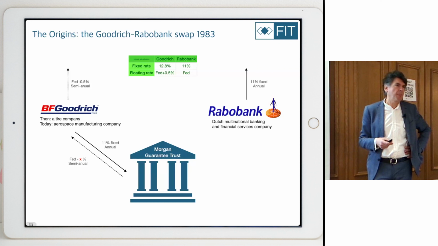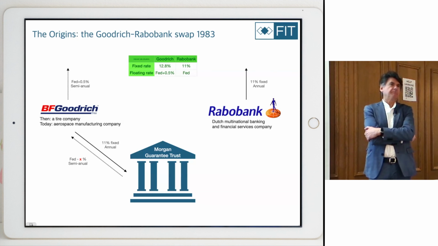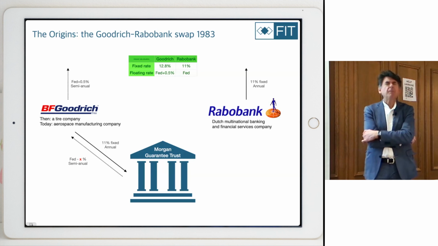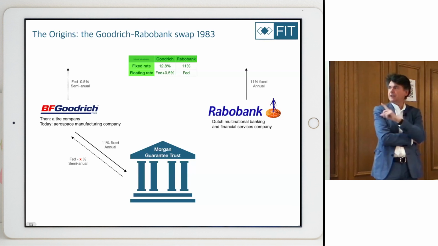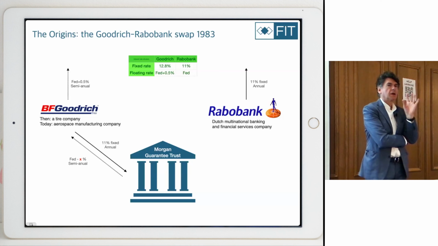Sorry, so every year BF Goodrich gives the Morgan Guaranty Trust $5.5 million? No, gives the net. This is very important. Okay, the net. So there's zero cash flow, because instantaneously, 11% and then they give it back. Exactly. So you settle this. Ignore the semi-annual versus annual. It's not relevant for what we're discussing today.